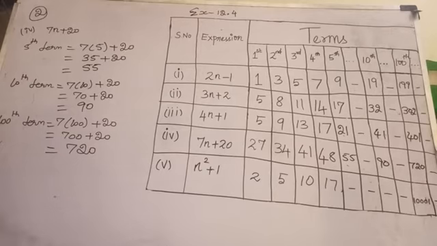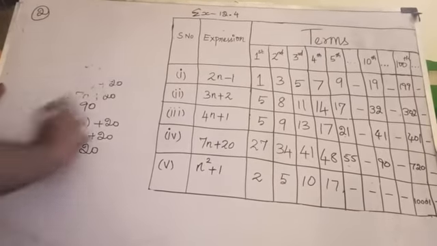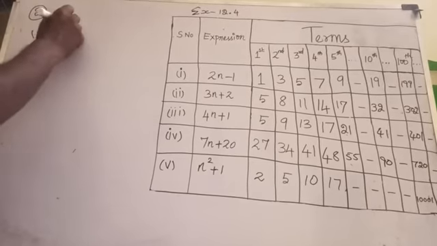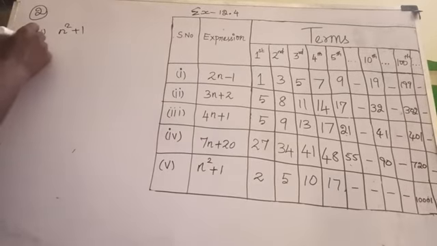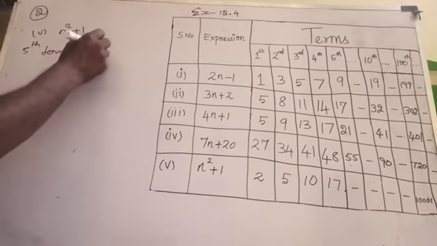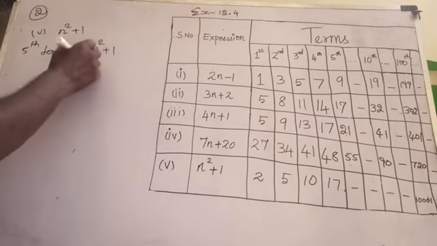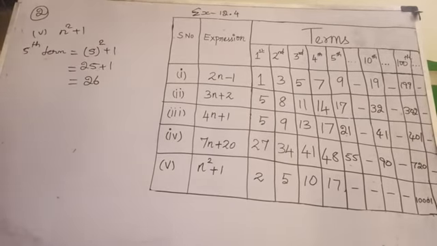And then after that, the expression n square plus n, this is the last question in this chapter. This is the given expression. They asked us to find the value of the fifth term as well as the 10th term. Now tell me the fifth term. Replace n by 5 here. So you will get 5 square plus 1, where 5 square is nothing but 5 into 5. 5 5s are 25 plus 1, which is equal to 26.